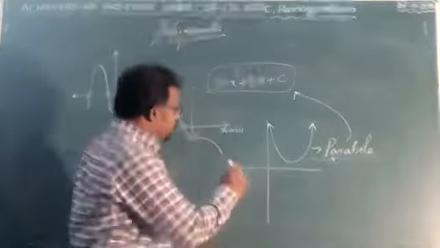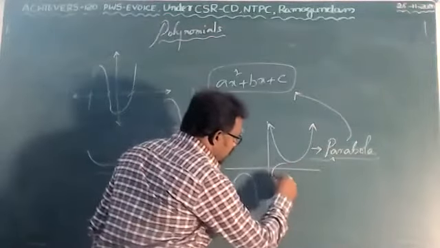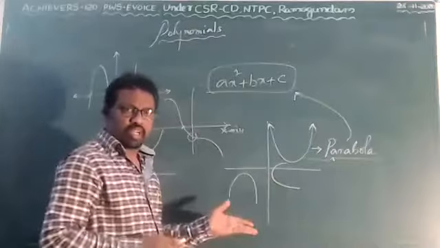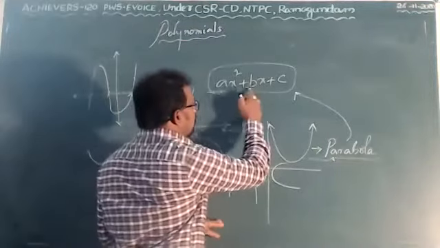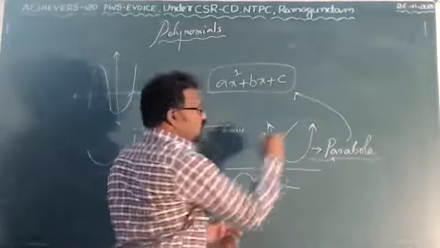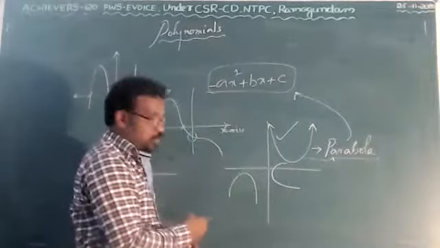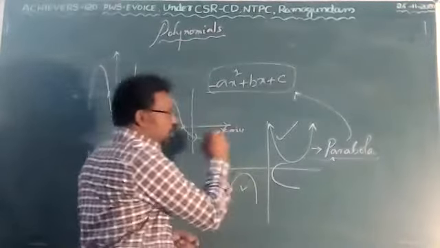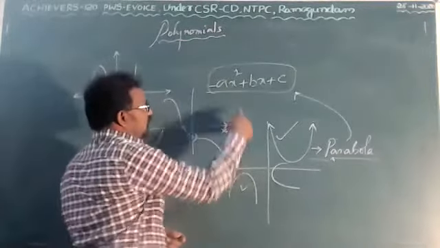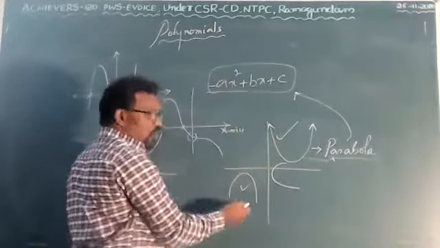Yes, it may come even like this also. It may come like this also. All are parabolas. That depends upon the question. If it is ax square plus bx plus c, this is U. If it is minus ax square plus bx plus c, you will get this one. This is without the negative. This is with the negative, like this.